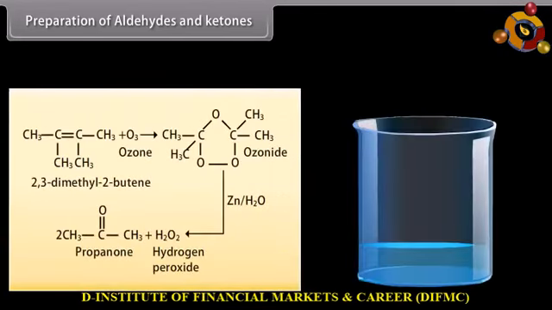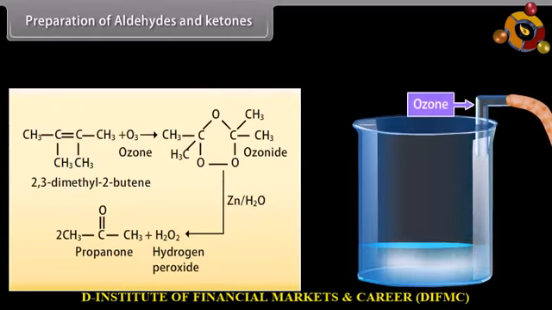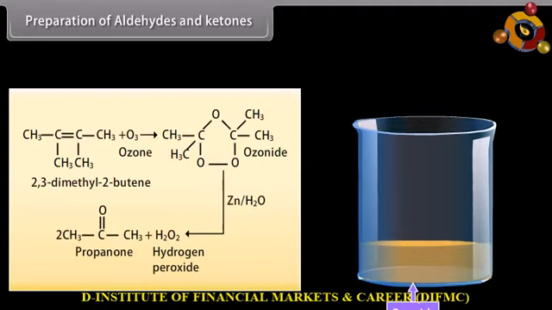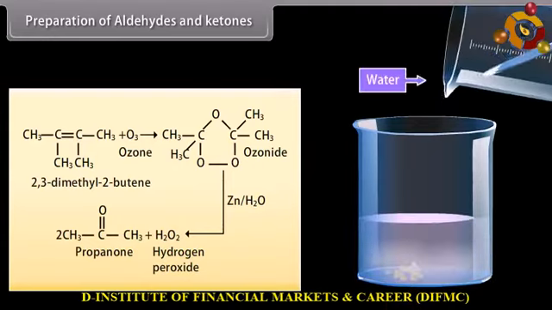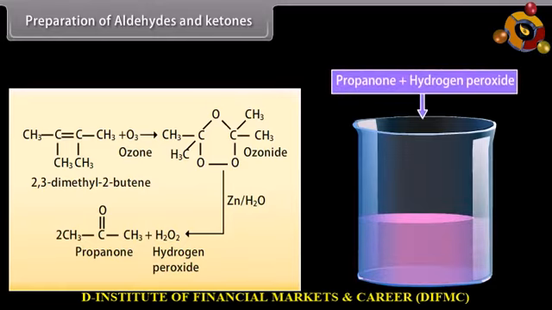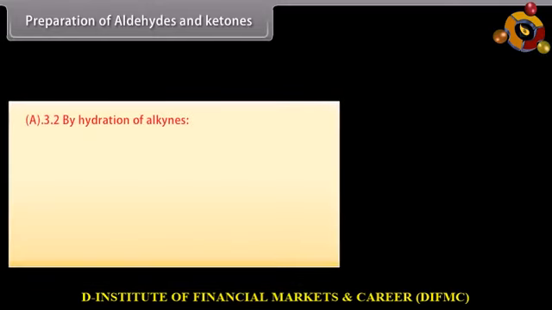Ozone gas reacts with 2,3-dimethyl-2-butene and forms an intermediate, that is ozonide, in which some zinc is mixed along with water and forms propanone and hydrogen peroxide. By hydration of alkynes.